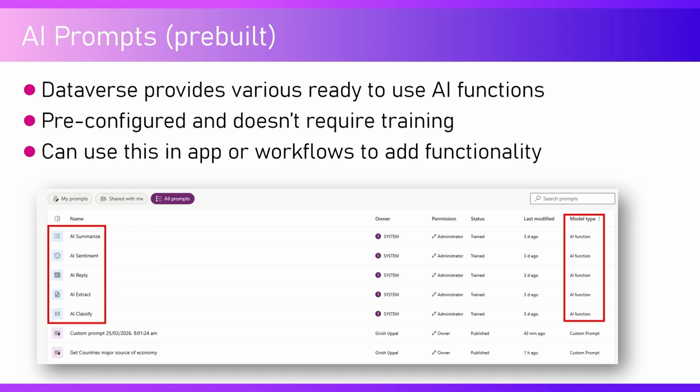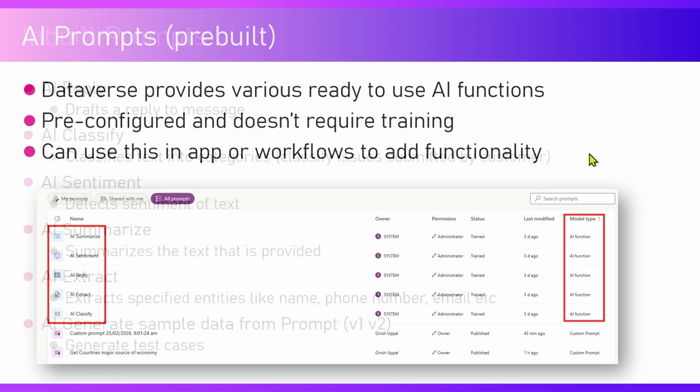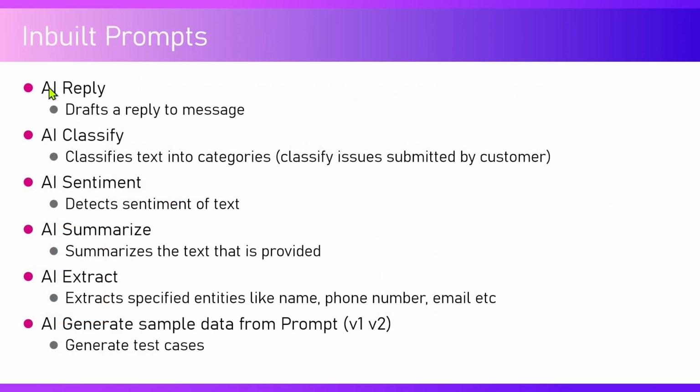As you see over here, the model type is AI function. Among the inbuilt prompts, AI reply drafts a reply to a message. AI classify basically classifies the text into categories, so it classifies the issues submitted by a customer. If a customer submits an issue related to a specific category, then you can categorize that and streamline your queue.